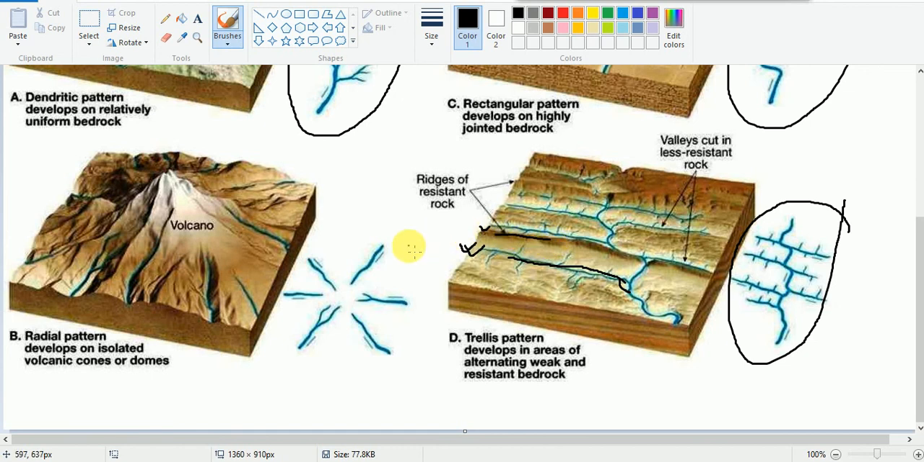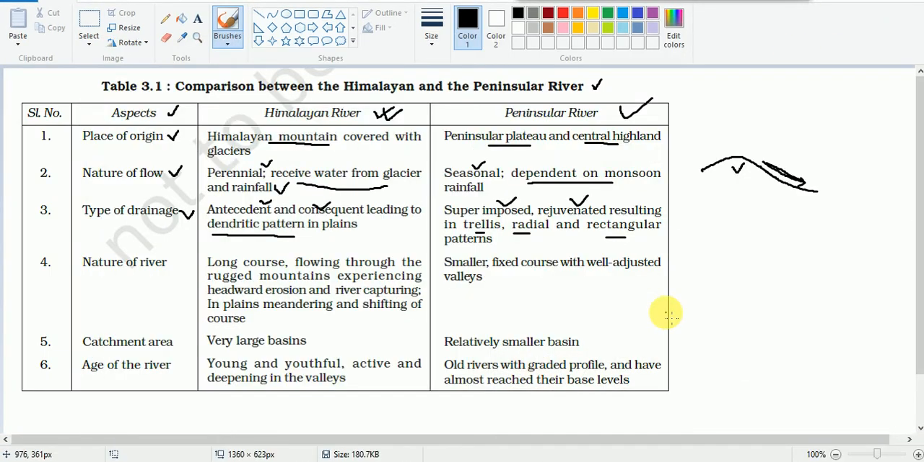And this is the case of the radial pattern. In this case, there will be a dome in the middle, and the streams are flowing in different directions. You must know that most of the peninsular rivers form trellis, radial, and rectangular patterns, whereas the Himalayan rivers like the Ganga river, the Brahmaputra river, and other rivers form a dendritic pattern.